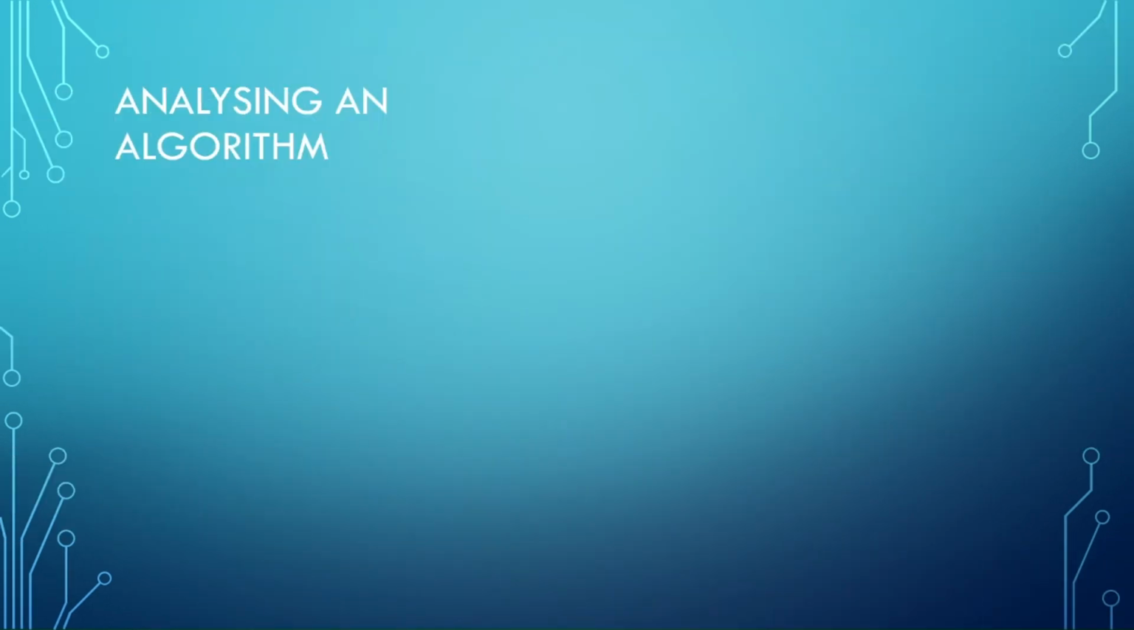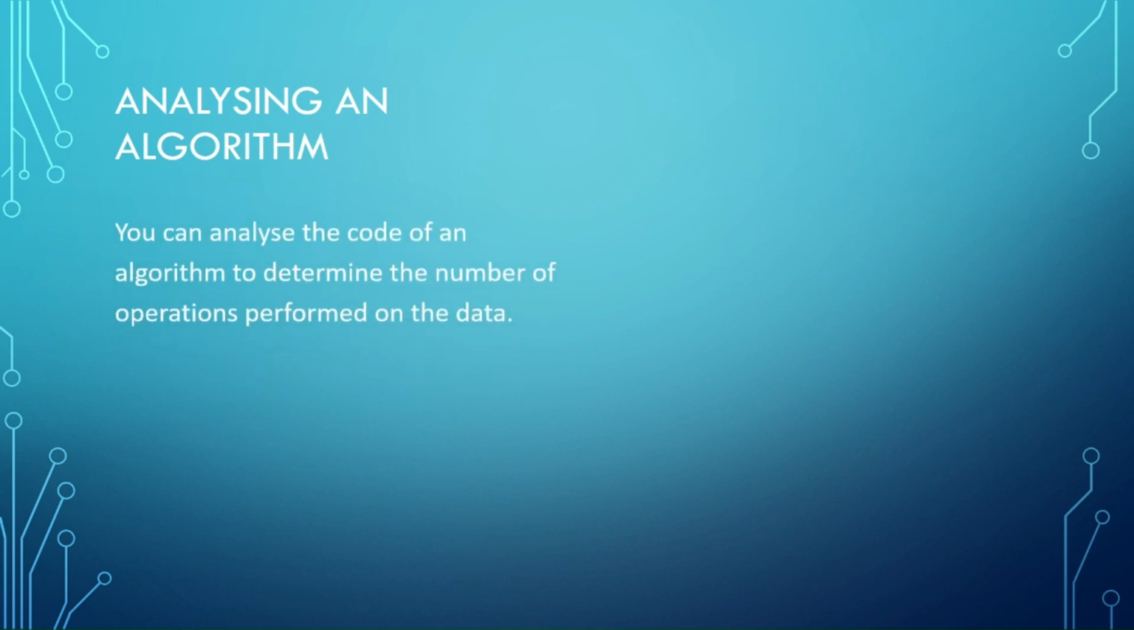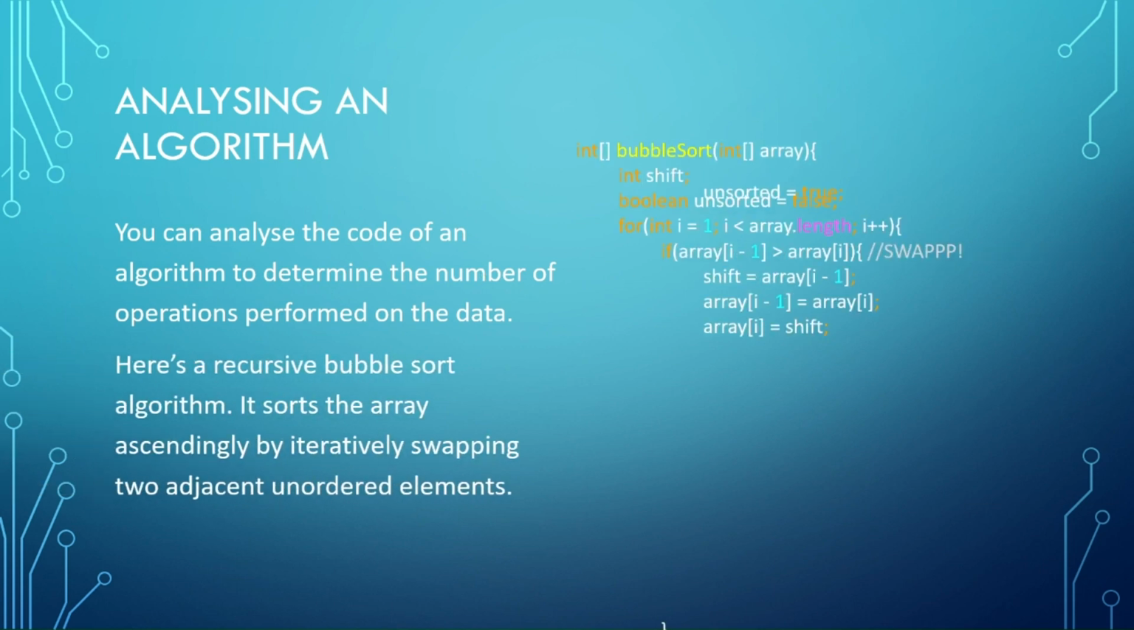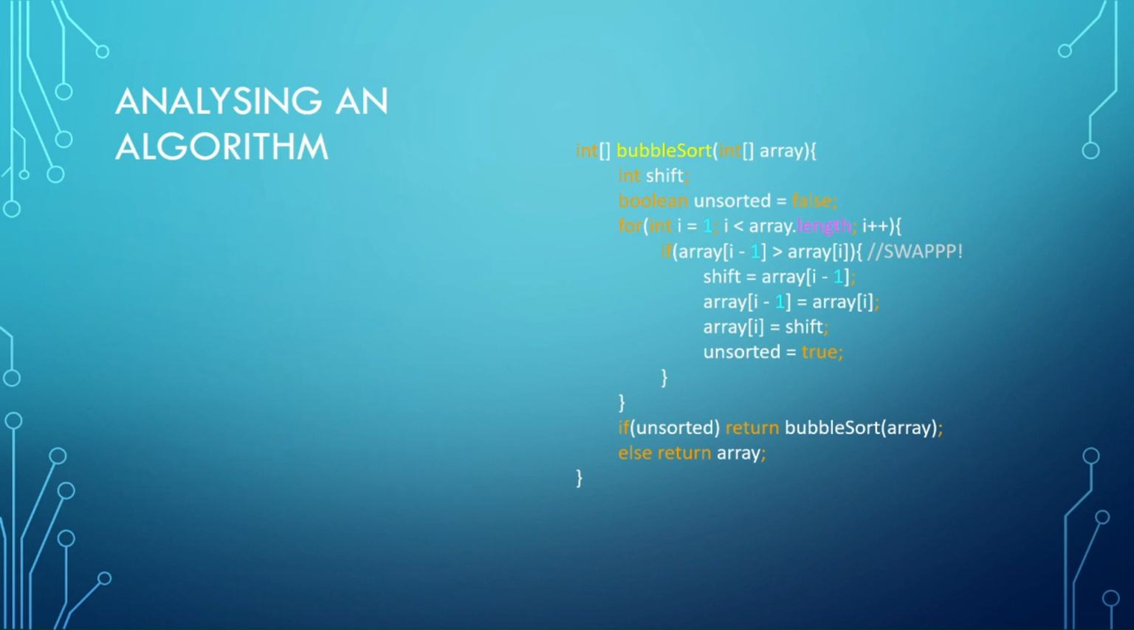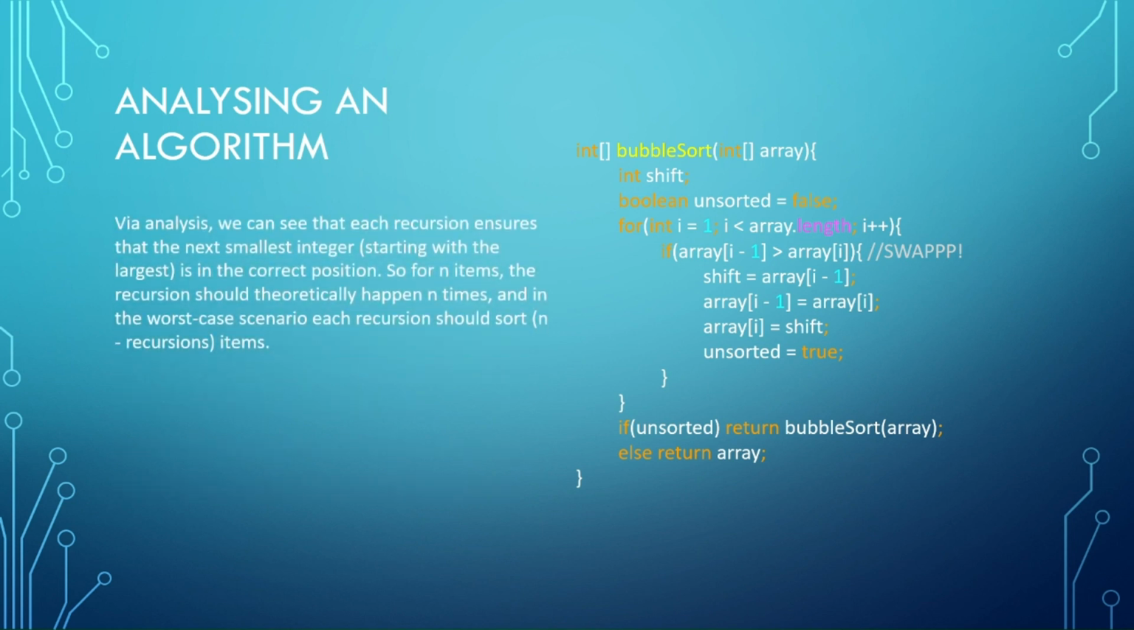So let's take an example. Here's where some sorting algorithms come in as well. So you can analyze the code of an algorithm to determine the number of operations performed on the data. Here's a recursive bubble sort algorithm. It sorts the array ascendingly by iteratively swapping two adjacent unordered elements. So as you can see here, via analysis, we can see that in each recursion, the third lowest line, we say if it's still unsorted, return bubble sort of the array. This is how we can do it recursively.